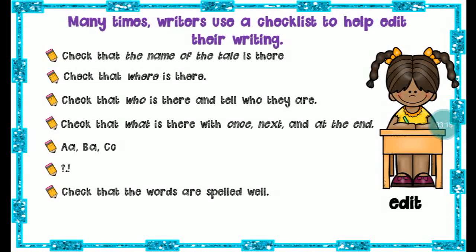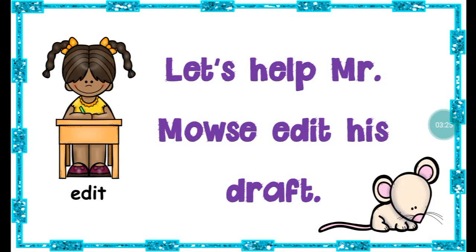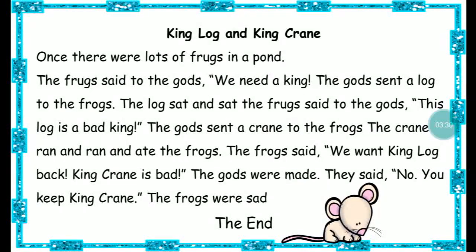So you check that the words are spelled well. You check if you omitted some letters. Check that the words are well spelled, okay? Good. Now let's help Mr. Mouse edit his draft, okay? King Log and King Crane. Mr. Mouse wrote this. Let's help him to edit it.